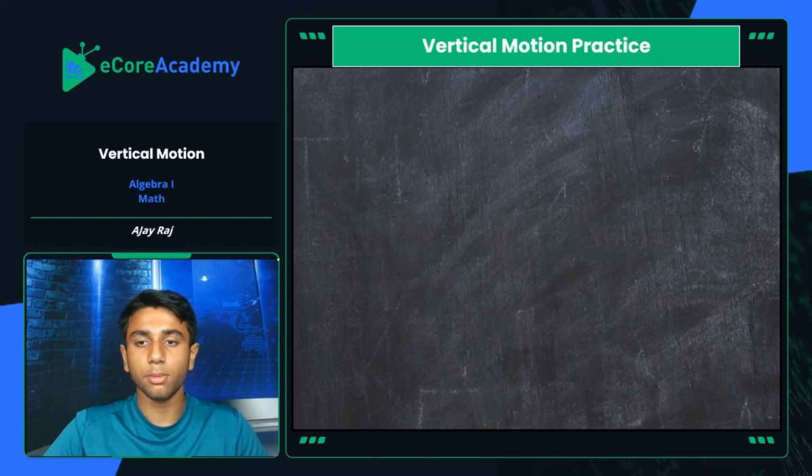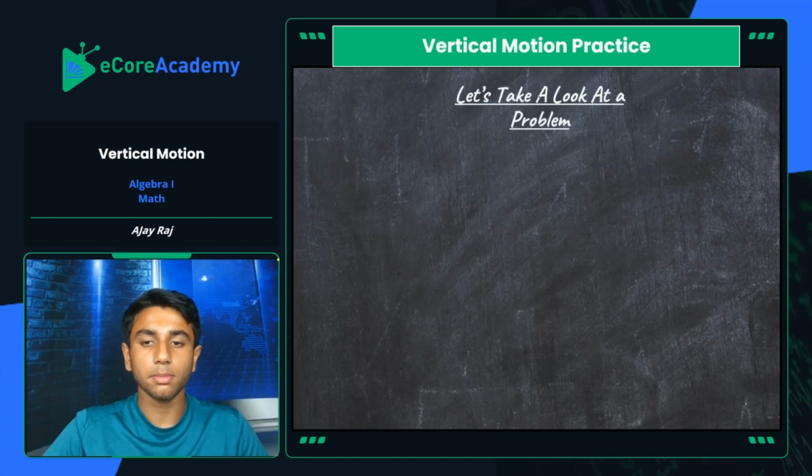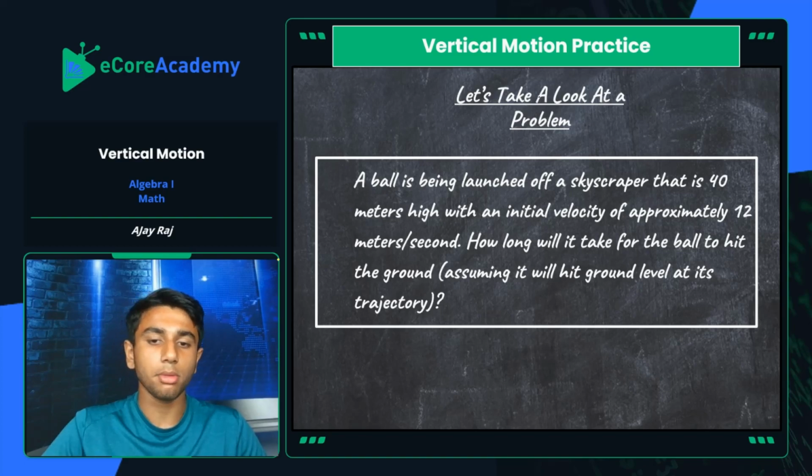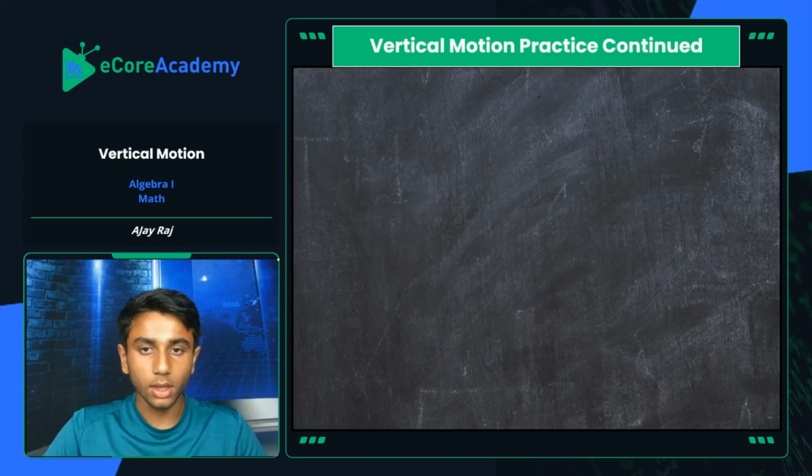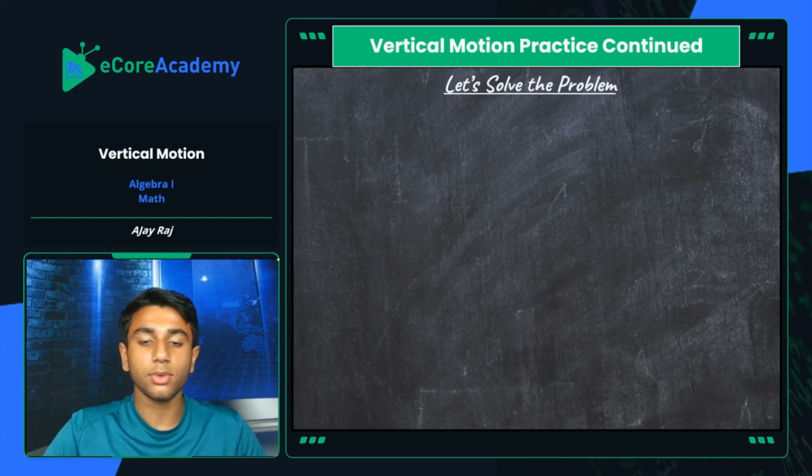So let's do some vertical motion practice. Let's take a look at a problem. In this problem, a ball is being launched off of a skyscraper that is 40 meters high with an initial velocity of approximately 12 meters per second. How long will it take for the ball to hit the ground, assuming it will hit ground level at its trajectory, so 0 meters essentially? So let's take all of that information that we have and plug it into our equation, what we're given already and what we're trying to solve for.